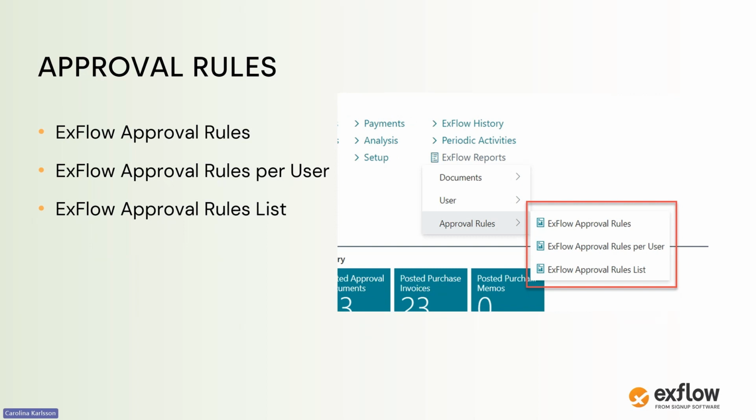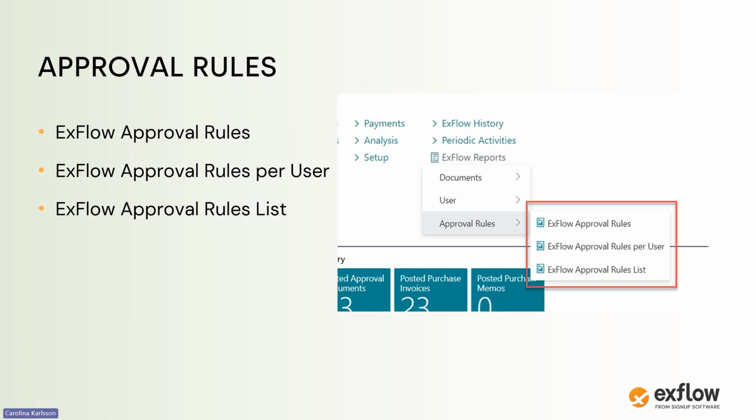And then finally, we have the reports under the category approval rules. So the first one provides a detailed view of all approval rules per company. And you can also use filters on this one, such as vendors or dimension values if you want to. And you can also tick a box that says show members in the approval group to include that information as well, if you want to have it detailed like that.